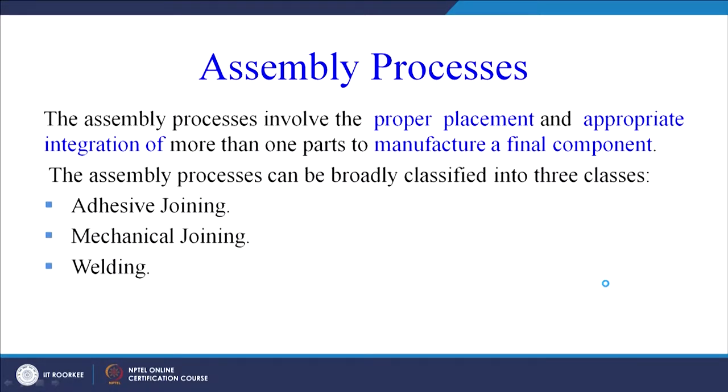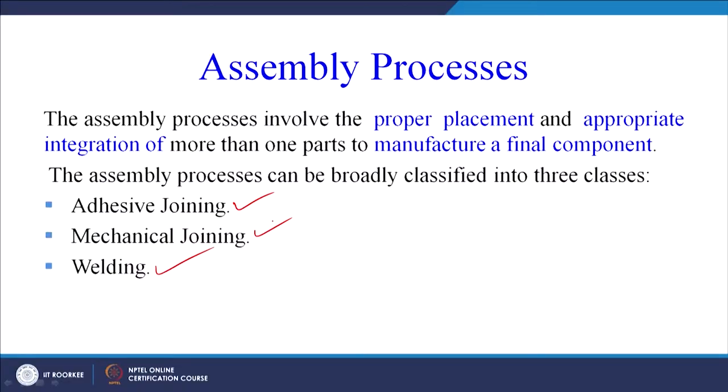Then we have also discussed the assembly processes. The assembly processes involve the proper placement and appropriate integration of more than one part to manufacture a final component. I have already explained it with the help of a pen. So many assembly processes have to be included in the final manufacturing or final assembly of the product. We have different types of joining: we have seen adhesive joining, mechanical joining, and welding.